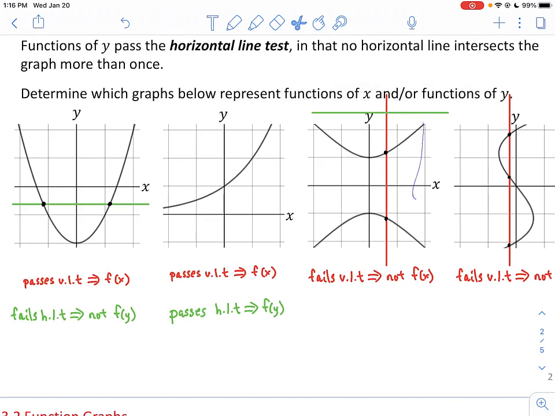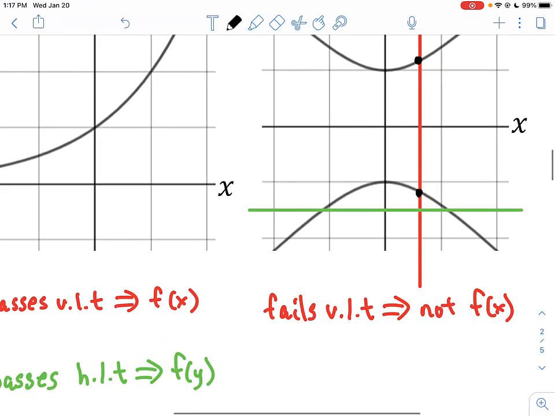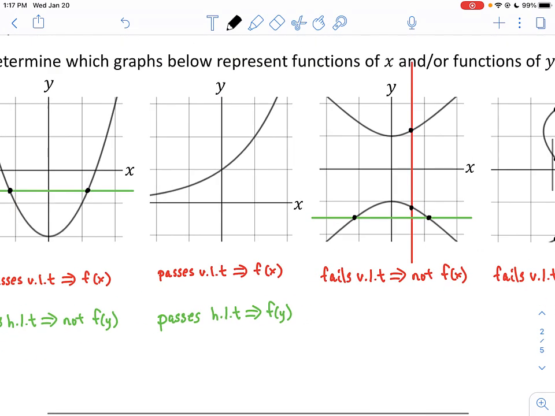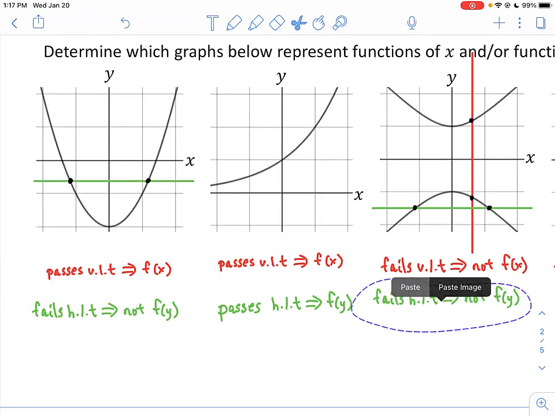Now let's do a horizontal line scan of this next one. As we scan through the graph, these horizontal lines are hitting more than one point at a time, so we have a problem. There's a horizontal line that hits it only once. Here's some horizontal lines that don't hit it at all, that's fine. Here it only hits once, but then here's some more that intersect the graph more than once. And you just have to pause this somewhere where we have multiple points of intersection and use that as our evidence that we failed the horizontal line test. So not a function of y.